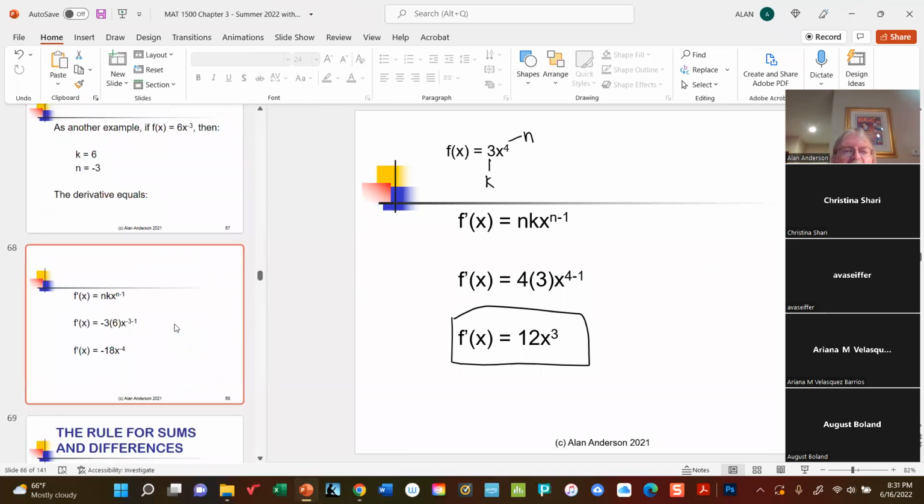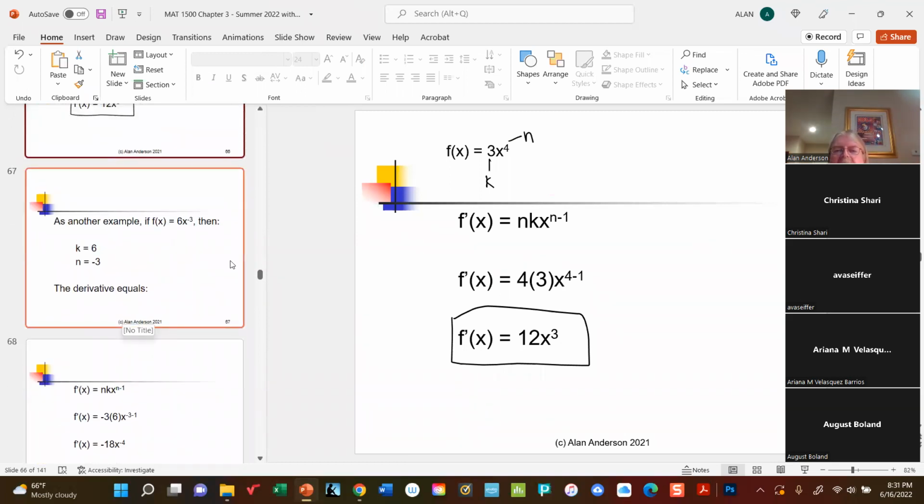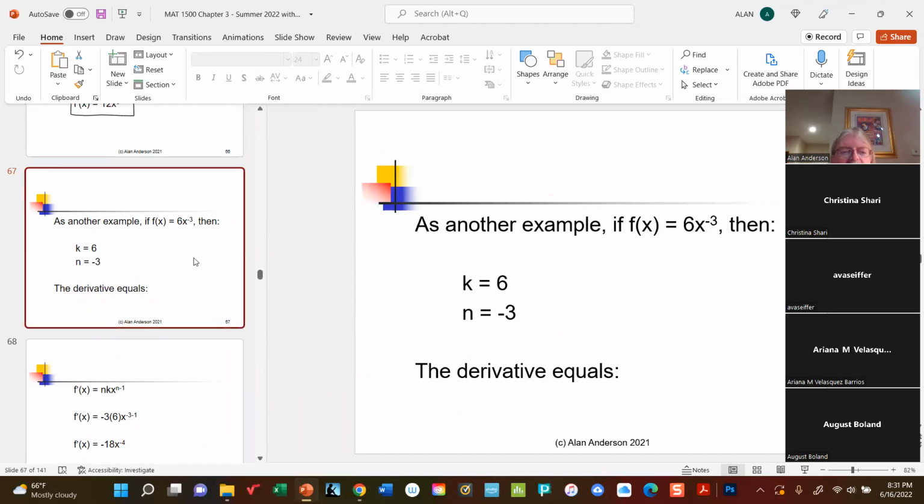All right, I think there's one more here. Let's just look at it. I think by now we're getting pretty good at this. So let's try one with a negative exponent again. In fact, why don't you write it down on a piece of paper, and before I show you the answer, this is K, this is N. Remember, the derivative is nkx to the n minus 1. So just take a second and figure it out.